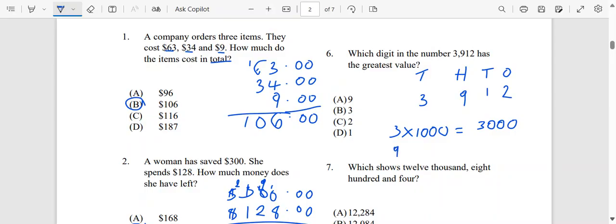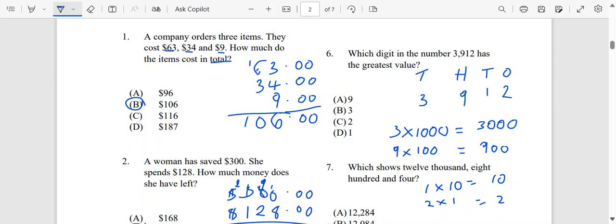Check out the 9. 9 is in the hundreds place, and we say 9 times 100 is going to equal 900. Let's look at the 1. The 1 is in the tens place, so we say 1 multiplied by 10 is equal to just 10. Right? And of course, the 2, which is multiplied by 1, is going to equal just 2. Pay attention to the zeros.